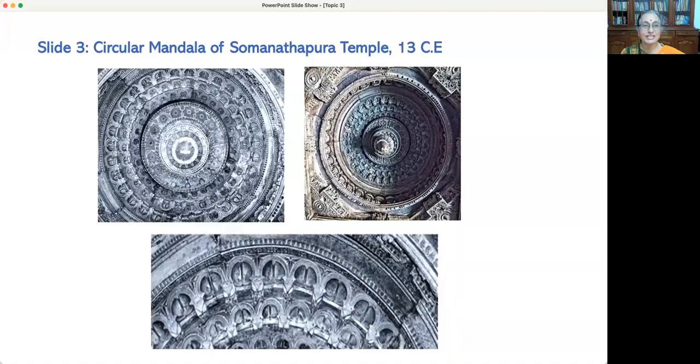Slide 3 shows a case study of one circular mandala at Somnathpur temple in South India. It was built during the 13th century CE by the Hoysala dynasty. The central point Bindu is depicted like a lotus bud. This mandala's unique feature is that each concentric circle has a repeating fractal design that looks like the 2 halves of a grain or a legume.